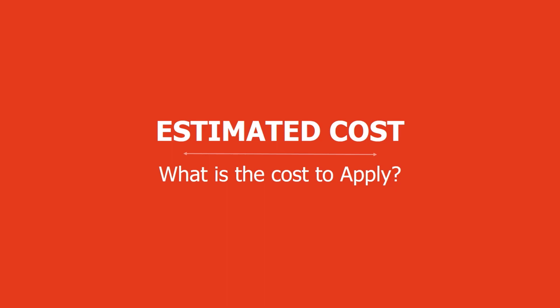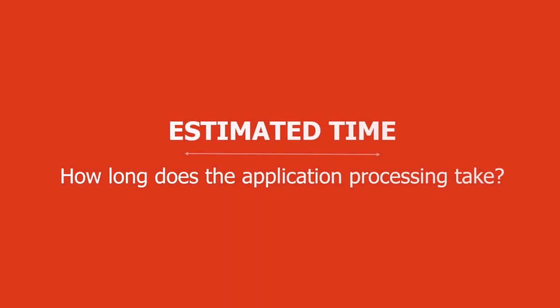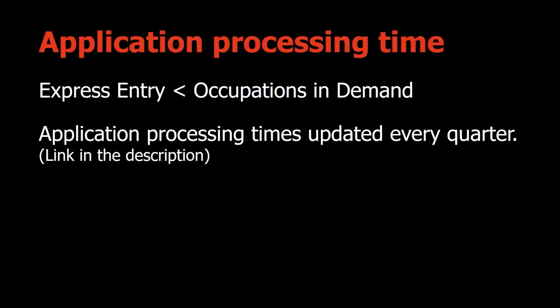How much does it cost to apply under the SINP? $350 Canadian dollars, but you have to pay it after the invitation to apply from the province. And how long does the application processing take? The Saskatchewan Express Entry applications are generally processed quicker than the Occupations in Demand applications. The estimated application processing times are updated every quarter, and a link to those are in the description below.